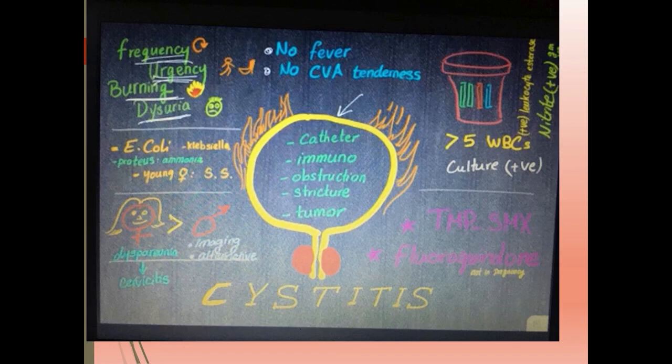When Proteus is the organism, again the urine will be alkaline. So the pH will be alkaline due to Proteus. In young females, Staphylococcus saprophyticus could be a reason for causing UTI. And in a female having dyspareunia, we have to rule out cervicitis. We have to rule out a history of catheterization or some obstruction or stricture or tumor before treating UTI. And we have to first do a culture sensitivity before starting an antibiotic.